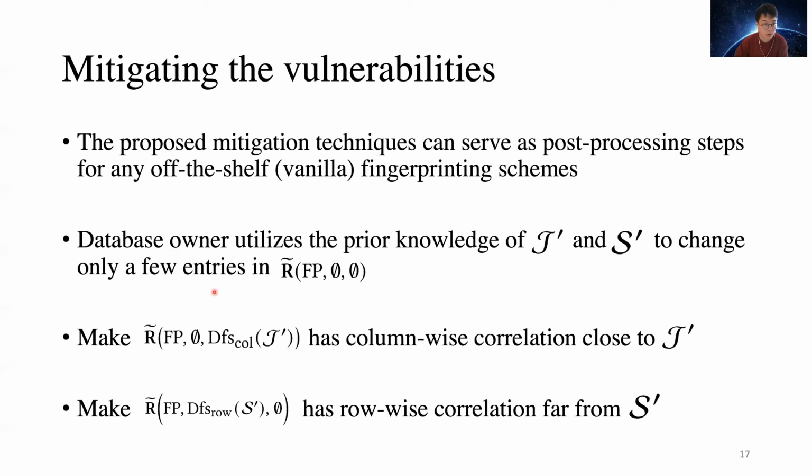The design goal of the mitigation is to let the database owner use her prior knowledge of the column-wise and row-wise correlation to change only a few entries in a vanilla fingerprinted database. And we want to make sure that after the mitigation, the new database has column-wise correlation close to the prior knowledge of the column-wise correlation, but the new database will also have row-wise correlations that are far from her prior knowledge.